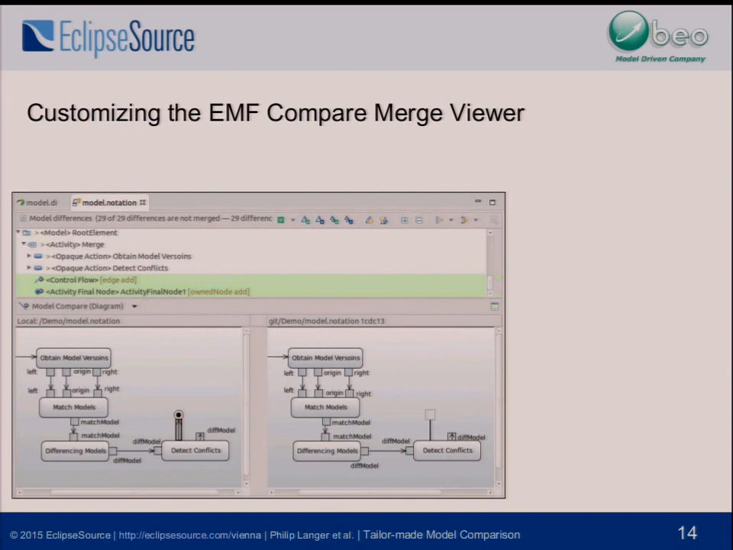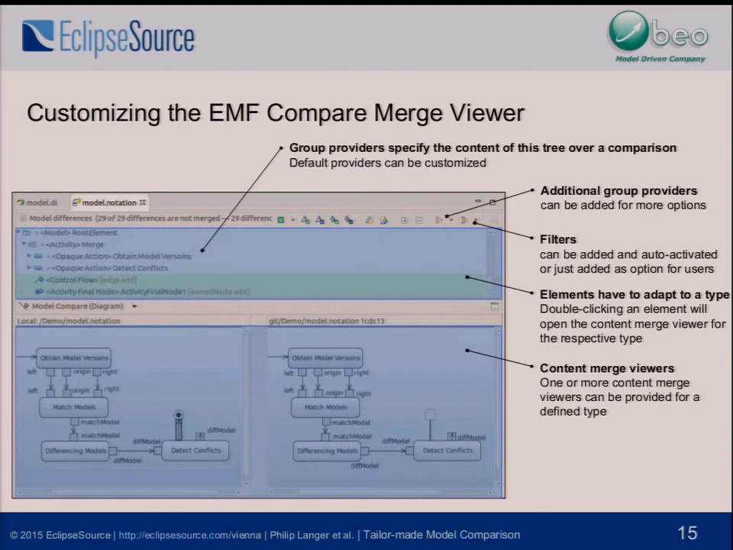So in general, the EMF Compare merge view is one of the main user interfaces that are used in EMF Compare, and it shows you on the upper hand side all the differences that EMF Compare detected in a comparison. And once you double-click a difference up here, you will get the details of the difference in the lower area. We call the upper area the structure merge viewer and the lower area the content merge viewer, because this is basically the overall structure of the comparison, and this is the content of a specific diff. And in this user interface, there are a number of things you can customize.